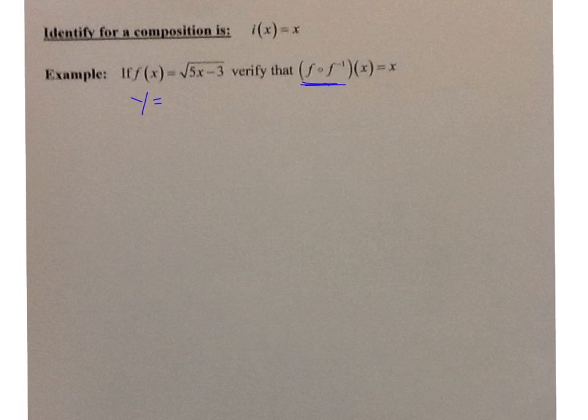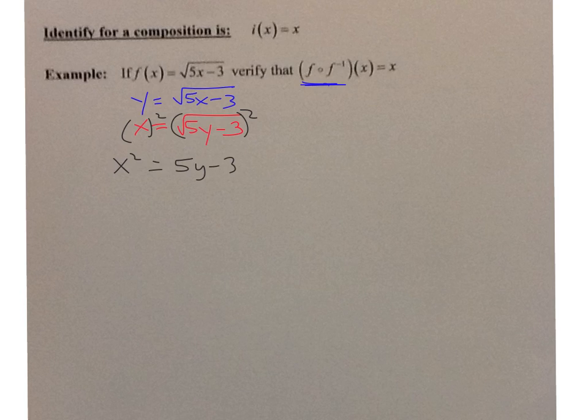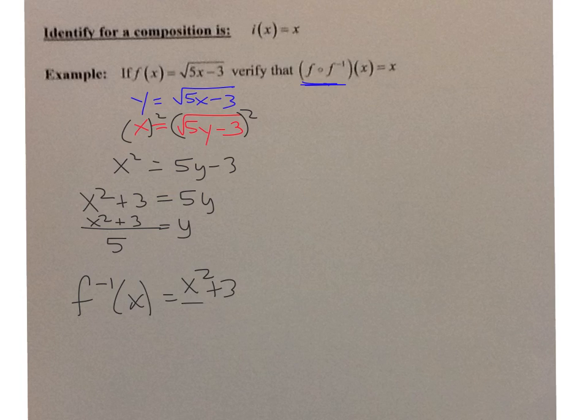So let's start with that. Y is equal to the square root of 5x minus 3. Switch x and y. Square both sides. So I get x squared is equal to 5y minus 3. Add 3 to both sides. And then divide by 5. Okay, so that's the inverse of f of x. So the inverse of f of x is equal to x squared plus 3 all over 5.